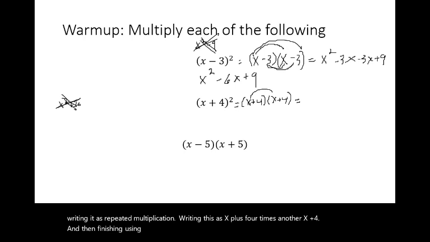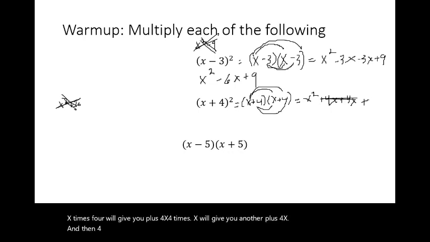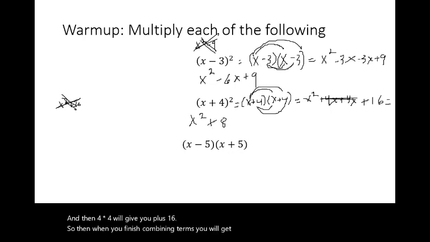So x times x will give you x squared. X times 4 will give you plus 4x. 4 times x will give you another plus 4x. And then 4 times 4 will give you plus 16. So then when you finish combining like terms, you will get x squared plus 8x plus 16.